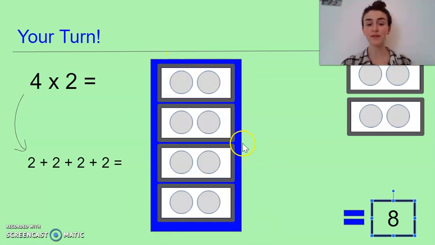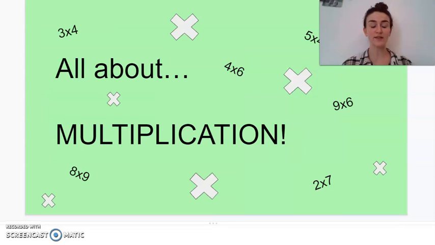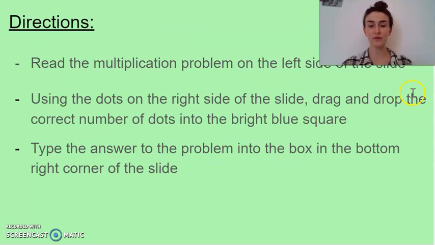Okay. On every activity, I'll show you guys what Monday's is going to look like. For every activity, you're going to have a direction slide. Okay, so it's going to tell you, read the multiplication problem on the left side of the slide. Using the dots on the right side of the slide, drag and drop the correct number of dots into the bright blue square. Okay, then type the answer to the problem into the box in the bottom right corner. Okay, just like we practiced on the last one. Okay, so that is what it's going to look like this week.